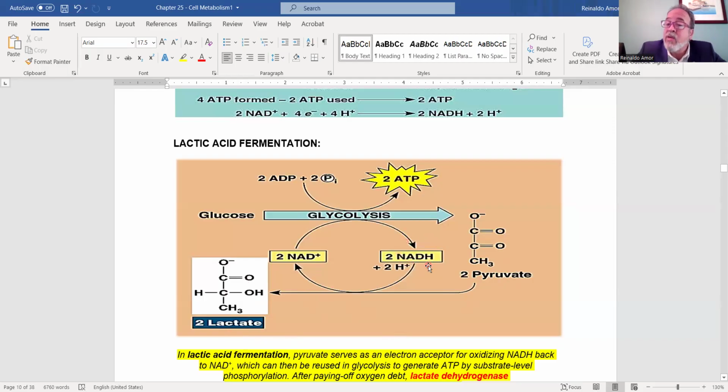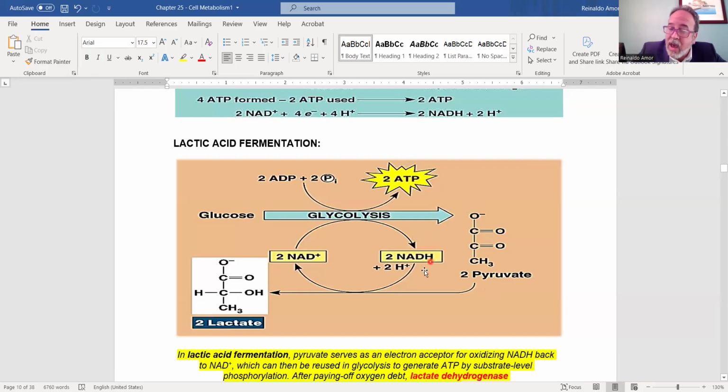NADH is a reducing agent. So the other way, NAD plus was an oxidizing agent. It oxidized glucose into pyruvate, basically, okay? And it became reduced. Now, this is a reducing agent.